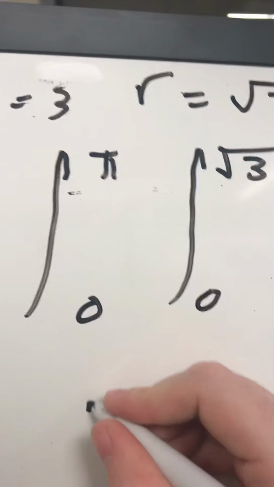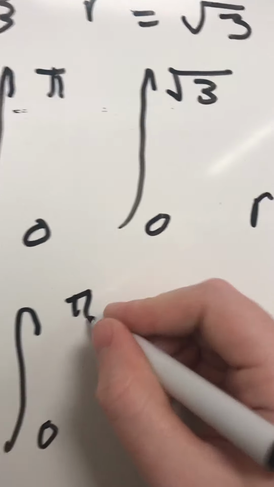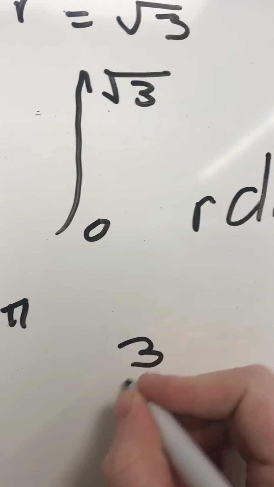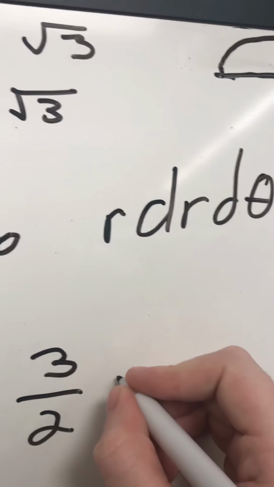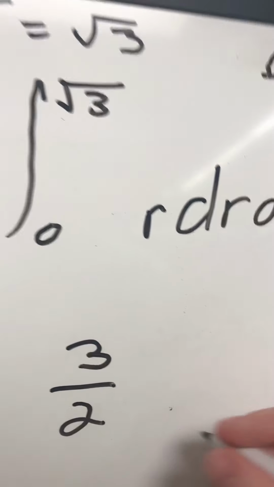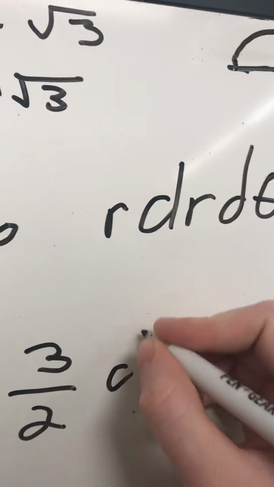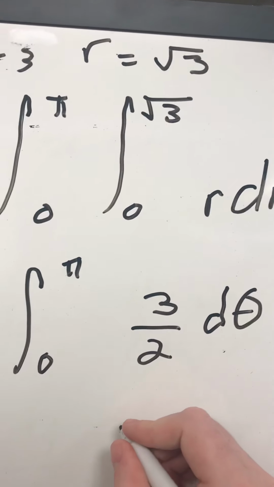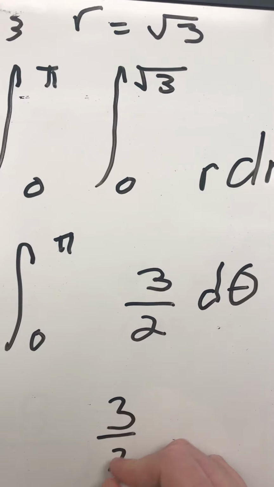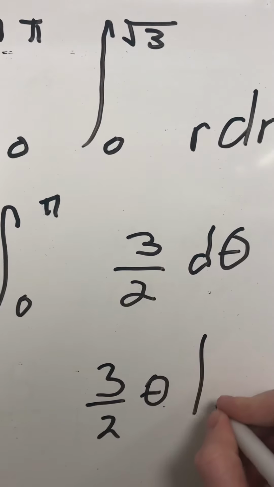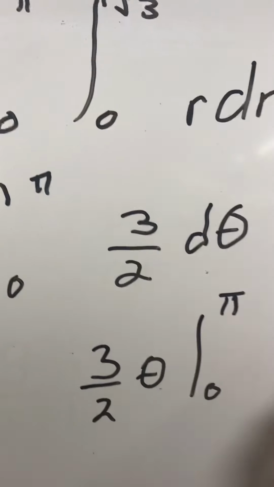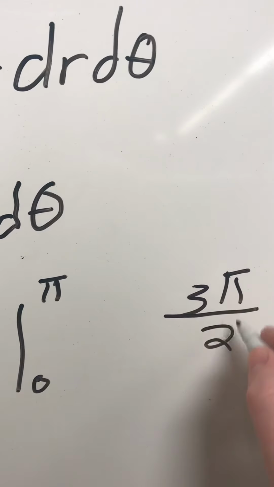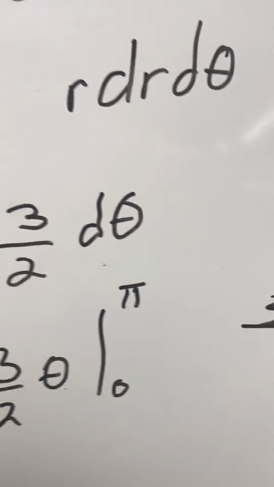So evaluating from here, we have the integral from 0 to pi, r squared over 2, so that's going to be 3 over 2, and then 0 squared over 2 is 0, minus 0 d theta. So then we have 3 over 2 theta evaluated from 0 to pi, which gives us 3 pi over 2.